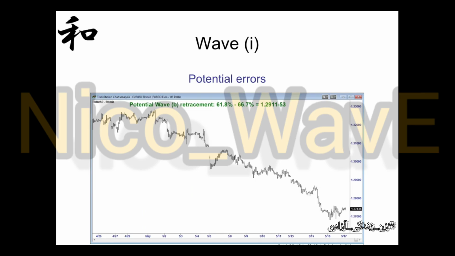We look at potential wave B retracement areas. The 61 to 67% is around 129.11 to 129.53. So around this area, which it did actually come to. In fact, I think that was exactly 129.11. So I first counted that as an A and a B and a wave C. So at the time, coming down to the right sort of support area, I was considering that quite possibly that could be the wave B.